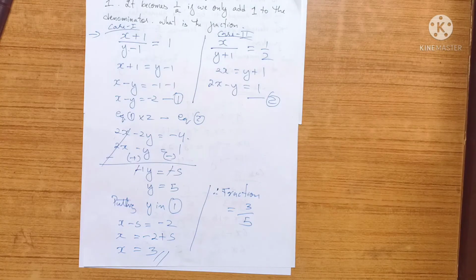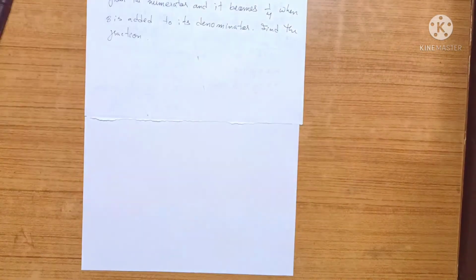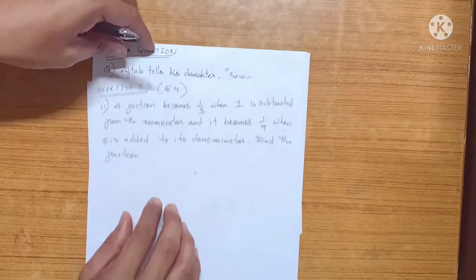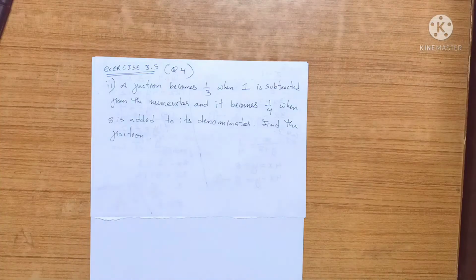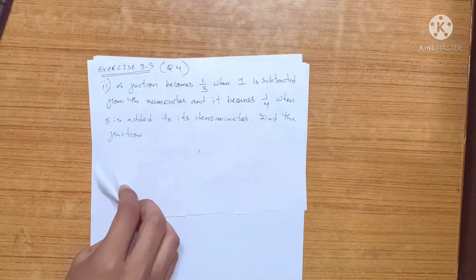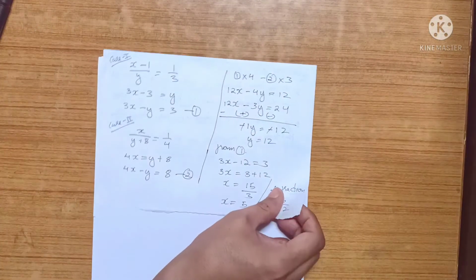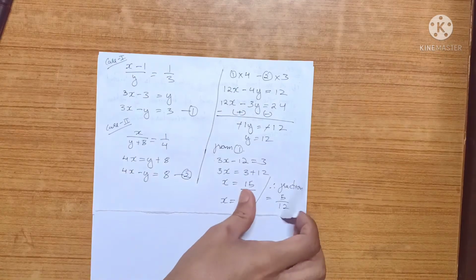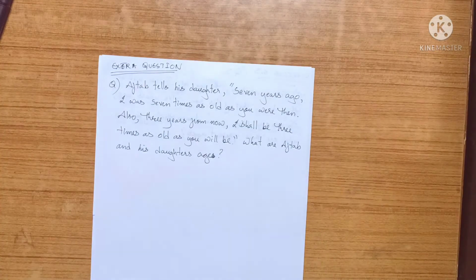So the next question is from exercise 3.5. It's the same question. You can open it up in your textbook if you want. So exercise 3.5, question number 4, Roman number 2. Try it. Okay, so this is the solution. Okay, so next we will go to an extra question.